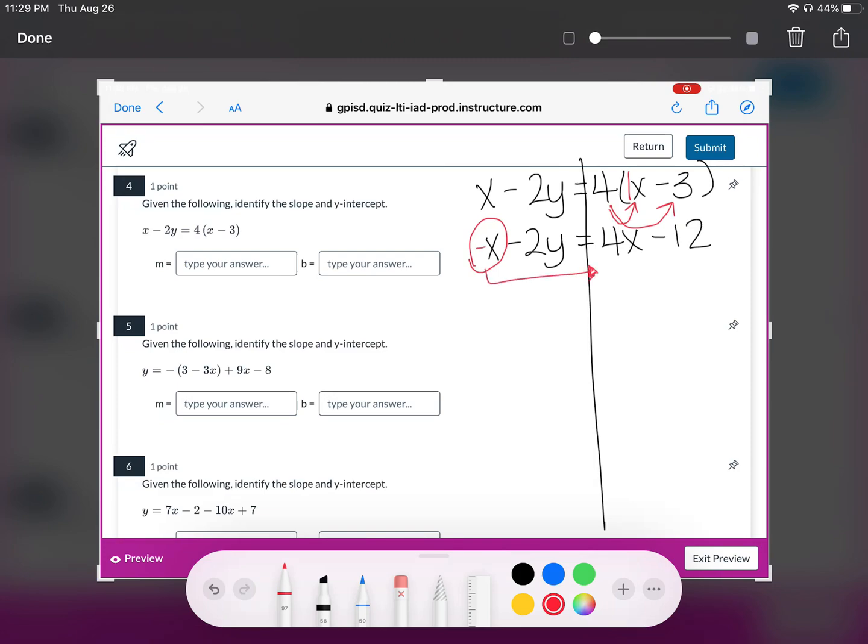When I move this x, it is a positive x already. It's a positive 1, actually. So when I move it, it's going to become a negative 1. That means on the left-hand side, all I have is negative 2y left. 4 minus 1 is 3, and the negative 12 comes down.